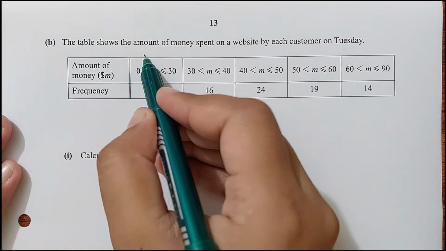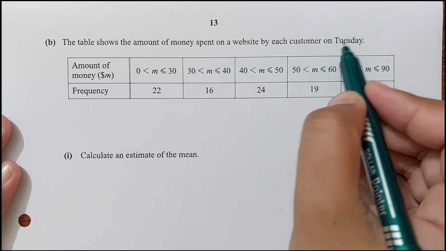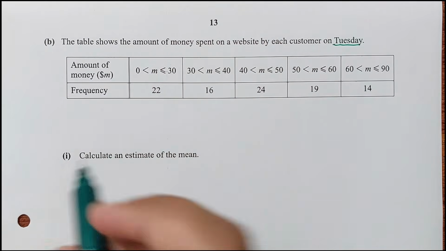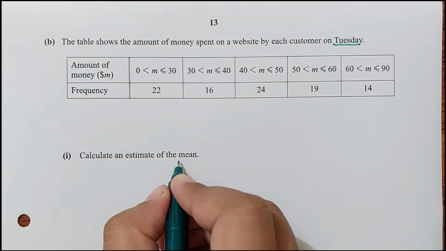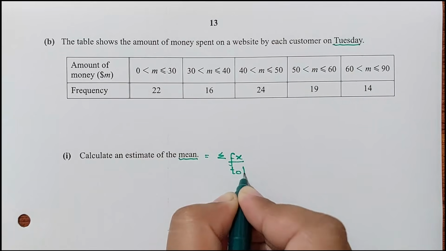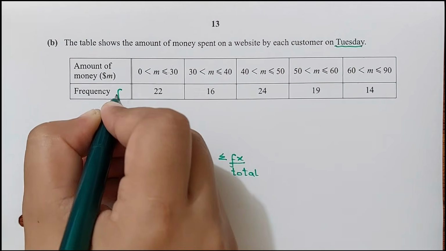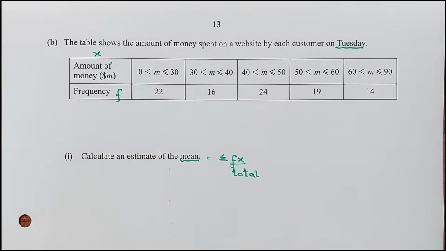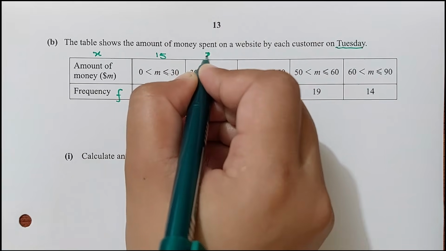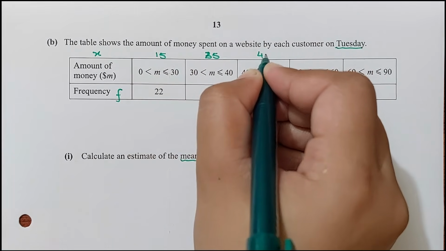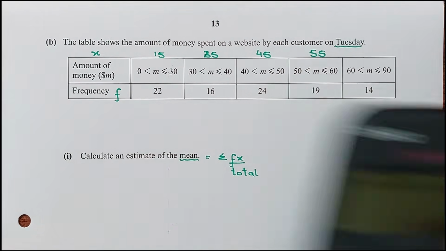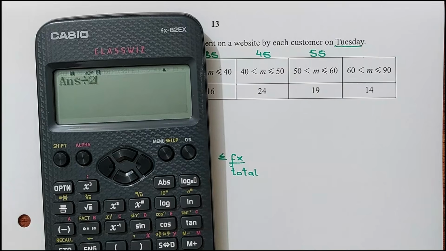Now for part B, the table shows the amount of money spent on a website by each customer on Tuesday. Amount of money spent and the frequency, right? Now for the second part 1, calculate an estimate of the mean. So we know that mean is sum of fx divided by the total, right? So this is the f, and x is the midpoint of the intervals, right? The midpoint of 0 and 30 is 15, 30 and 40 is 35, 40 and 50 is 45, 50 and 60 is 55, and the midpoint of 60 and 90 is 60 plus 90 divided by 2 is 75.